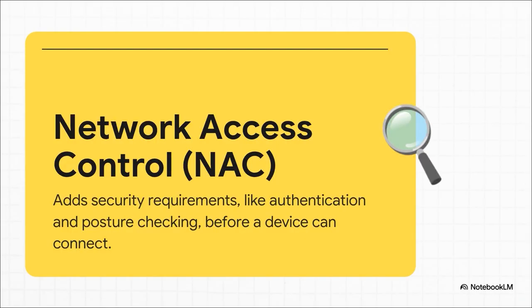And finally, let's talk about network access control, or NAC. The best way to think of this is like a strict bouncer at a nightclub. Before NAC lets any device onto the network, it does two things. First, authentication. It checks your ID to make sure you are who you say you are. Second is posture checking. It gives your device a quick pat-down to make sure your antivirus is up to date and your firewall is on. If you don't pass both checks, you're not getting in.